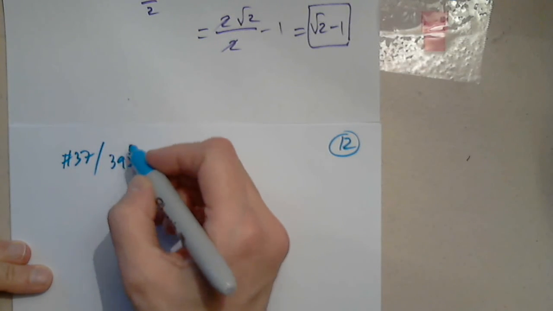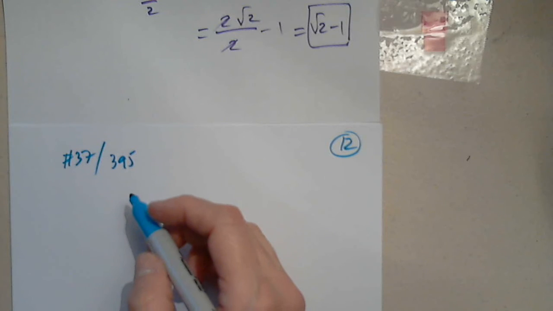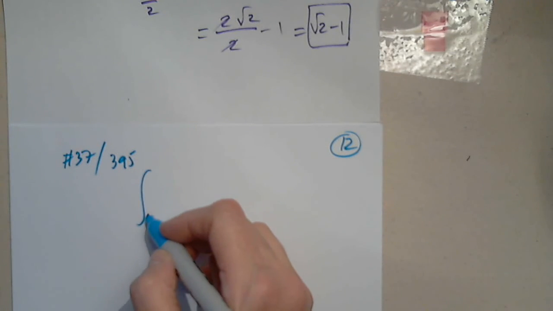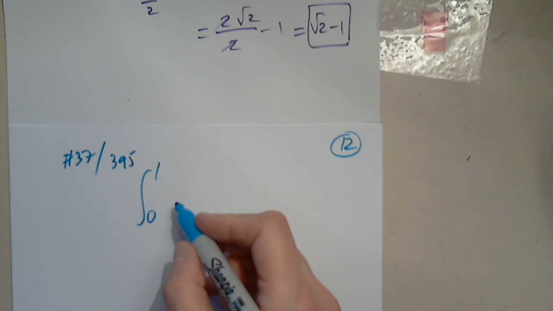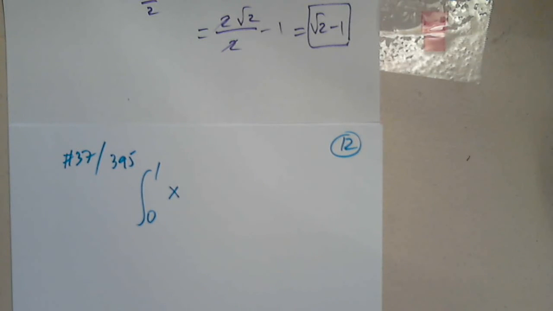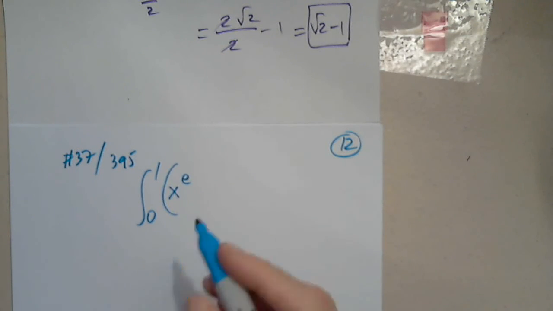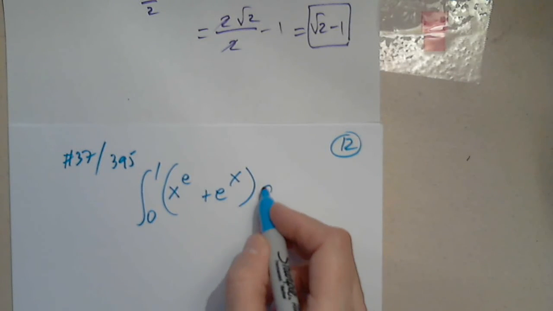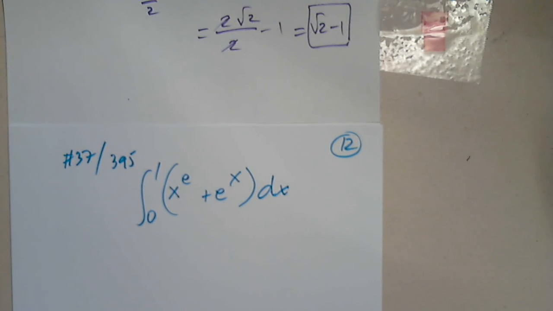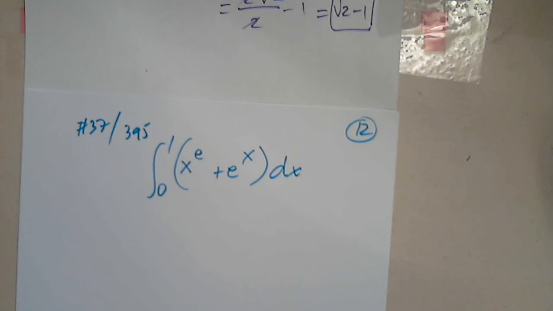3.95. And we have the integral from 0 to 1 of x to the e plus e to the x dx. I'm going to look carefully. Yes, x to the e plus e to the x dx. Very good.